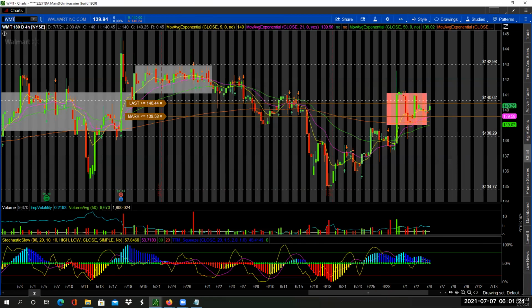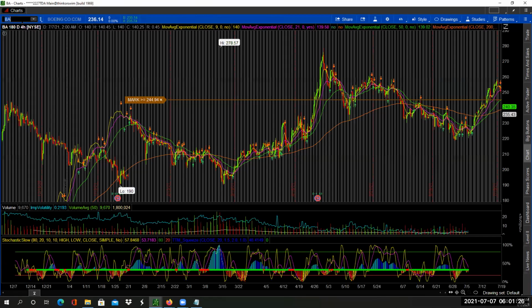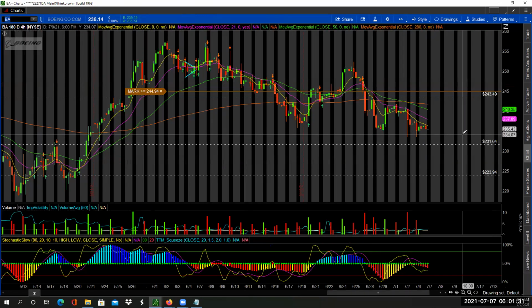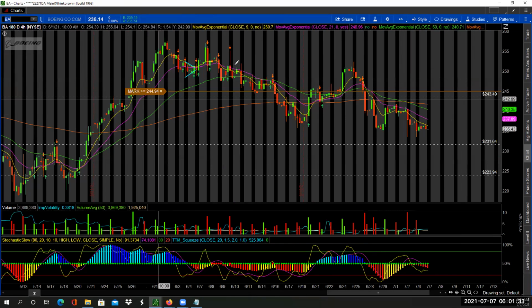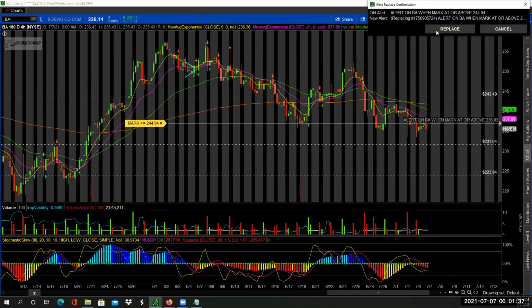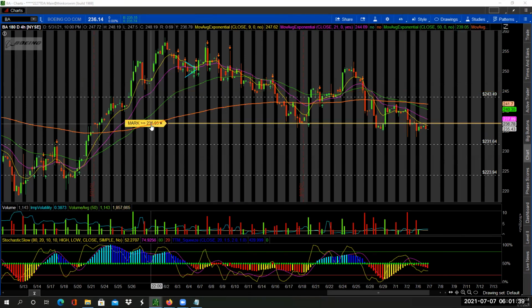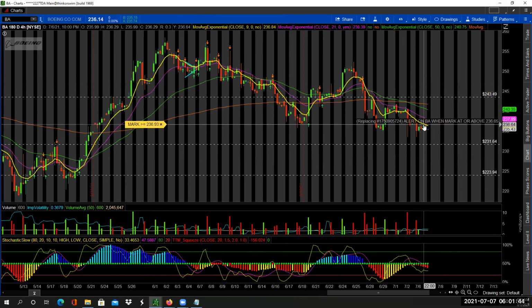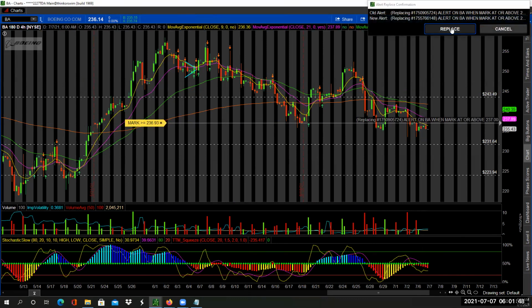And BA. My favorite. Okay, so BA. BA is still in a downtrend. I would like to see this break above 237 to take some calls.